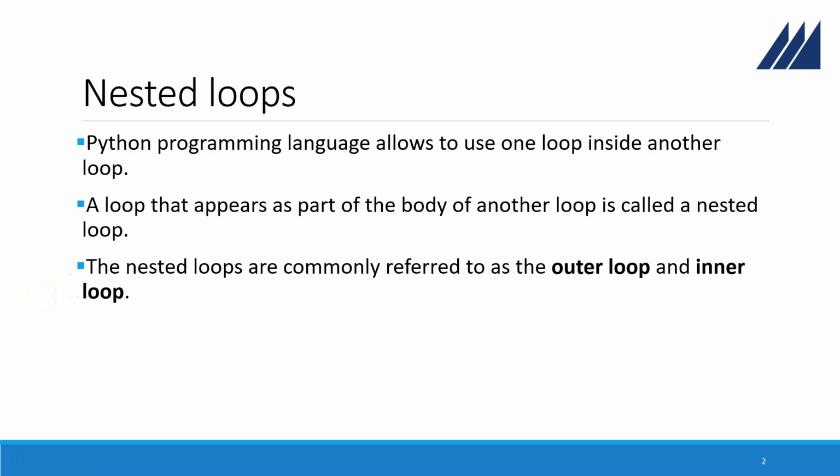Where is the other loop going to be? It's going to be part of the body of the other loop. Okay, so when we have nested loops, we will have two loops. One of them is going to be the outer loop, and the other one, inside it in the body of the outer loop, is going to be the inner loop.